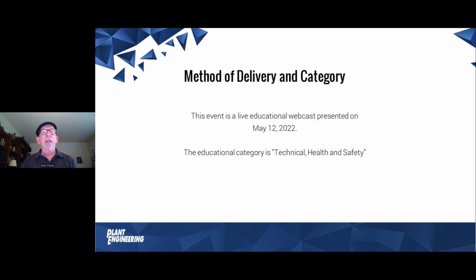Learning objectives for today's session include a review of testing methods, how to visualize vibratory motion, operating deflection shape analysis, and understanding video motion magnification.